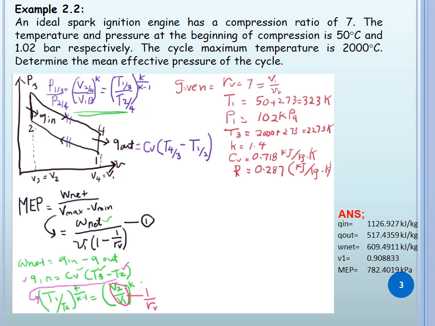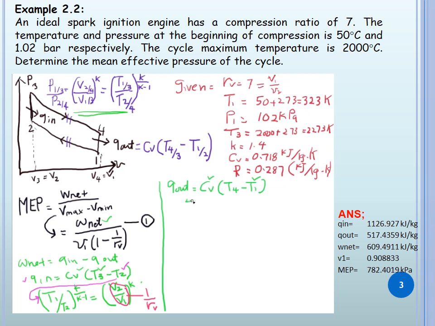Now let's solve for Q out. Q out is actually Cv times (T4 minus T1). T1 is given, Cv we already know is a constant, but we don't know T4. So again, we are using the isentropic formula from state number 3 to state number 4. Again, we use this equation.